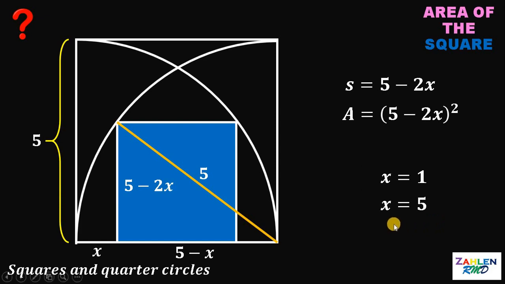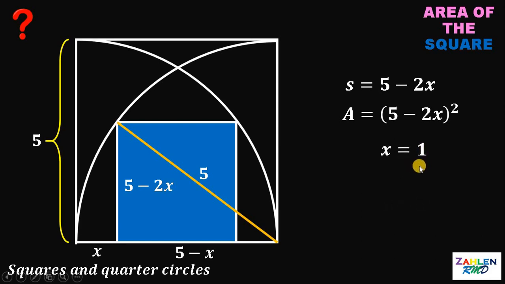Now take note that x cannot be equal to 5 because 5 is the total side length of the square. If this x is 5, then the side of this square shaded in blue must be 0, and this is not possible. Therefore, x must be equal to 1.